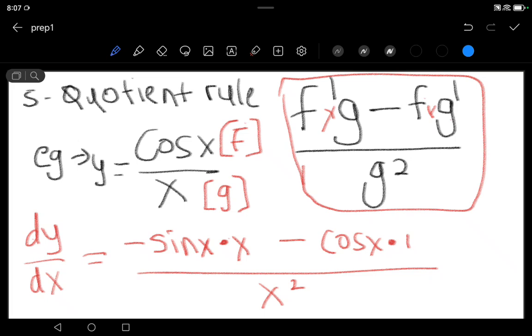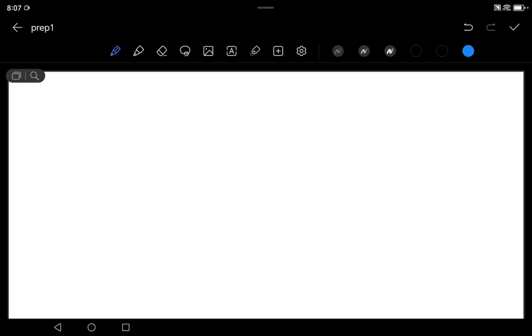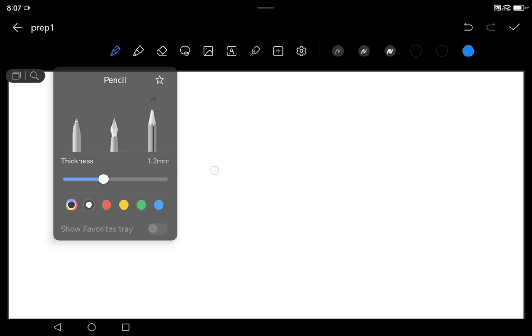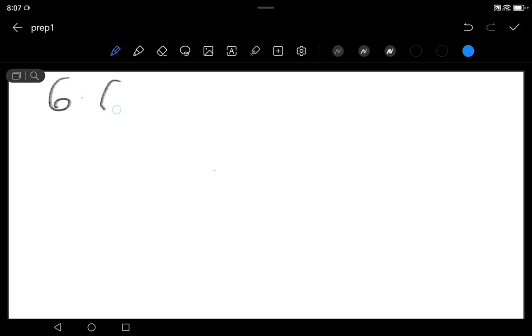So let's do the chain rule. The last one is the chain rule, number 6. But you still remember these names, right? The chain rule, product rule, quotient. Yeah, I still remember them.